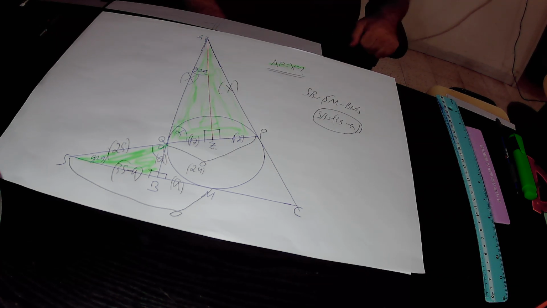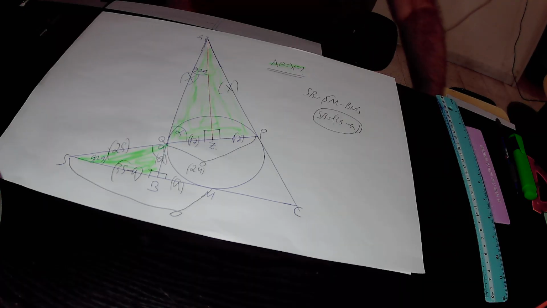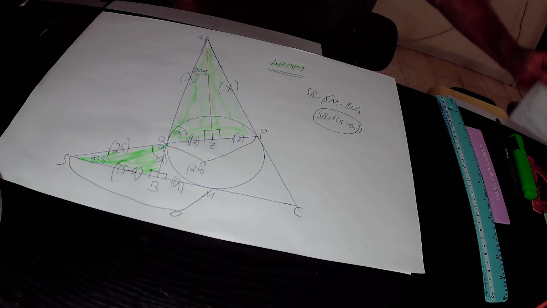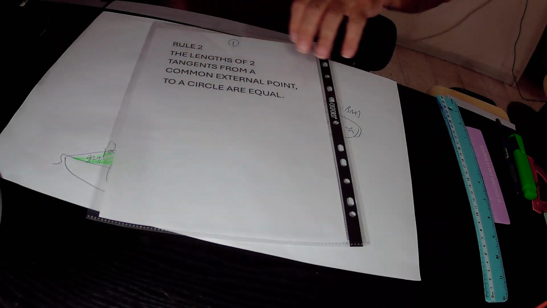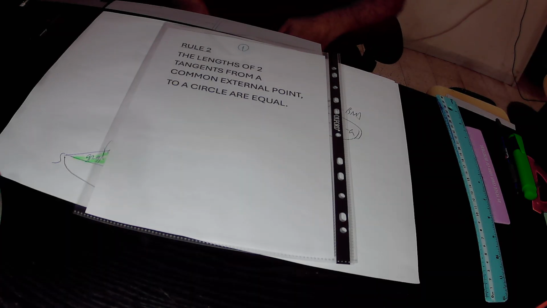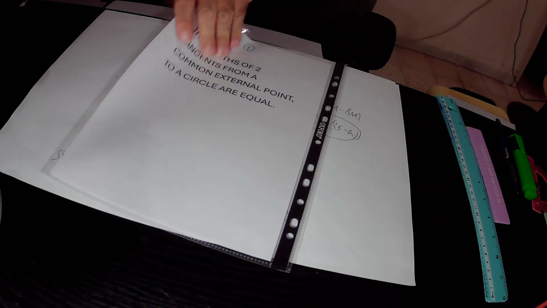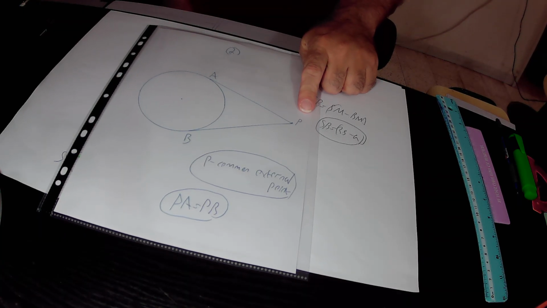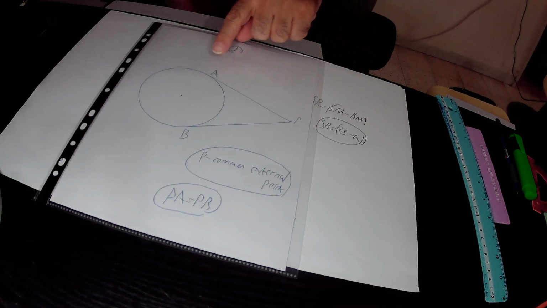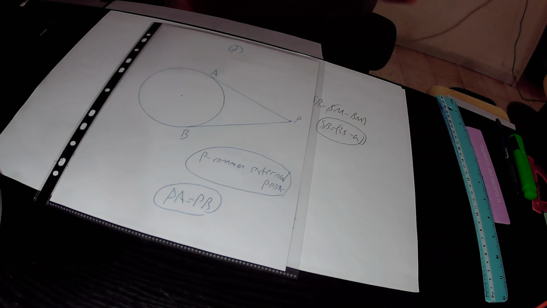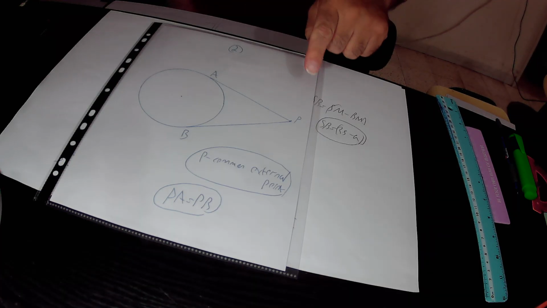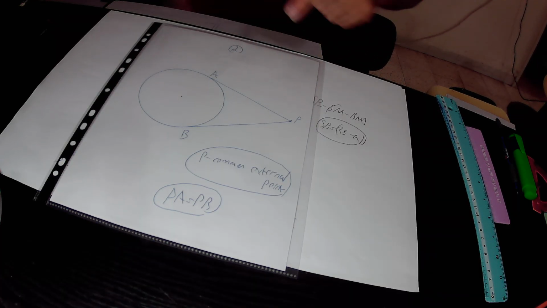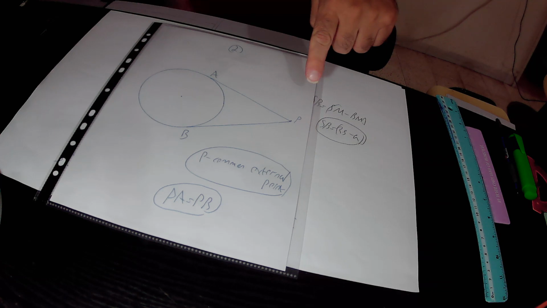First of all, we implement rule 2 in our drawing. According to rule 2, the lengths of two tangents from a common starting point to a circle are equal. In the drawing, we have a circle. This is the common starting point P. From point P, we have two tangents to this circle, tangent PA and tangent PB. According to this rule, they are equal to each other. That is to say, PA equals PB.